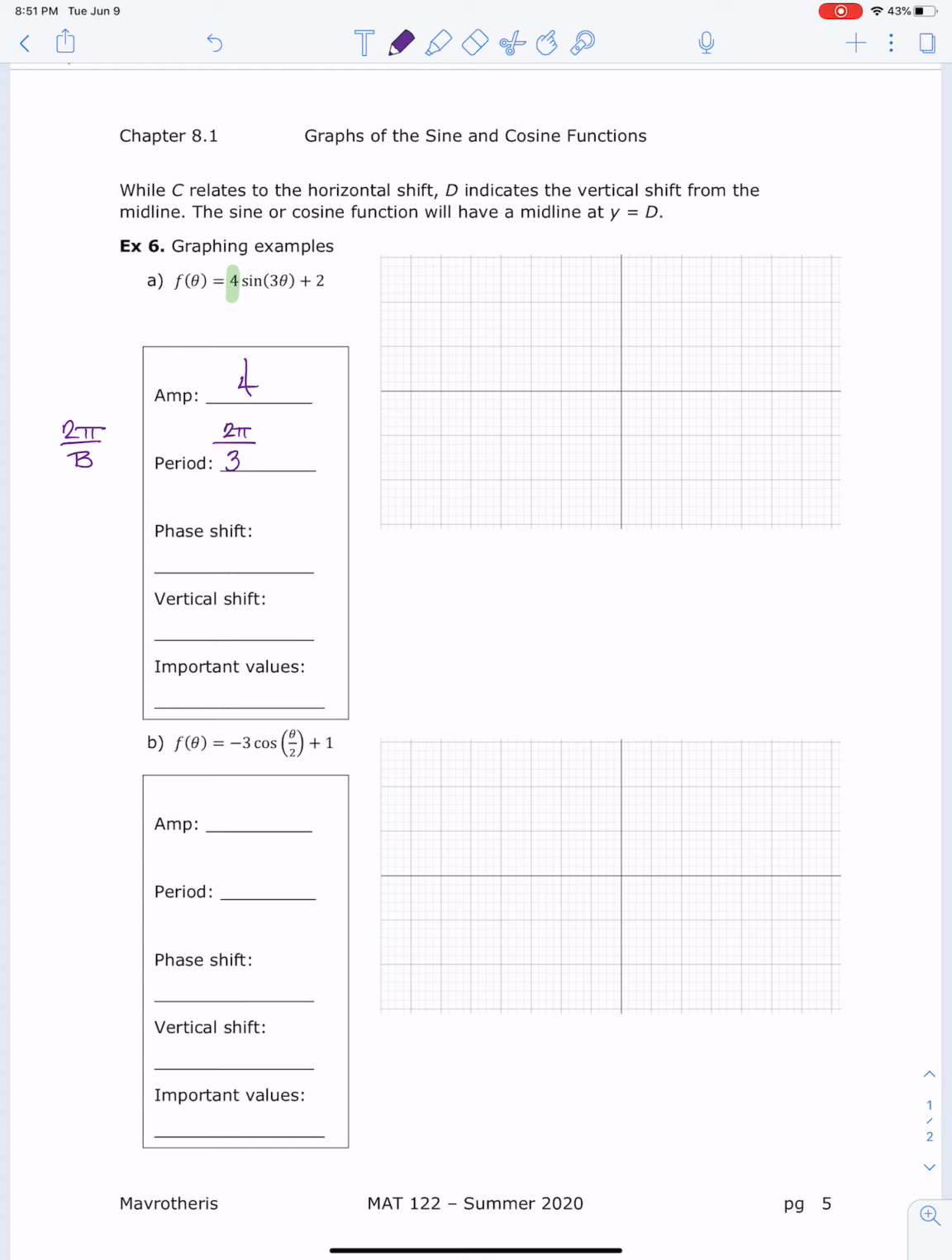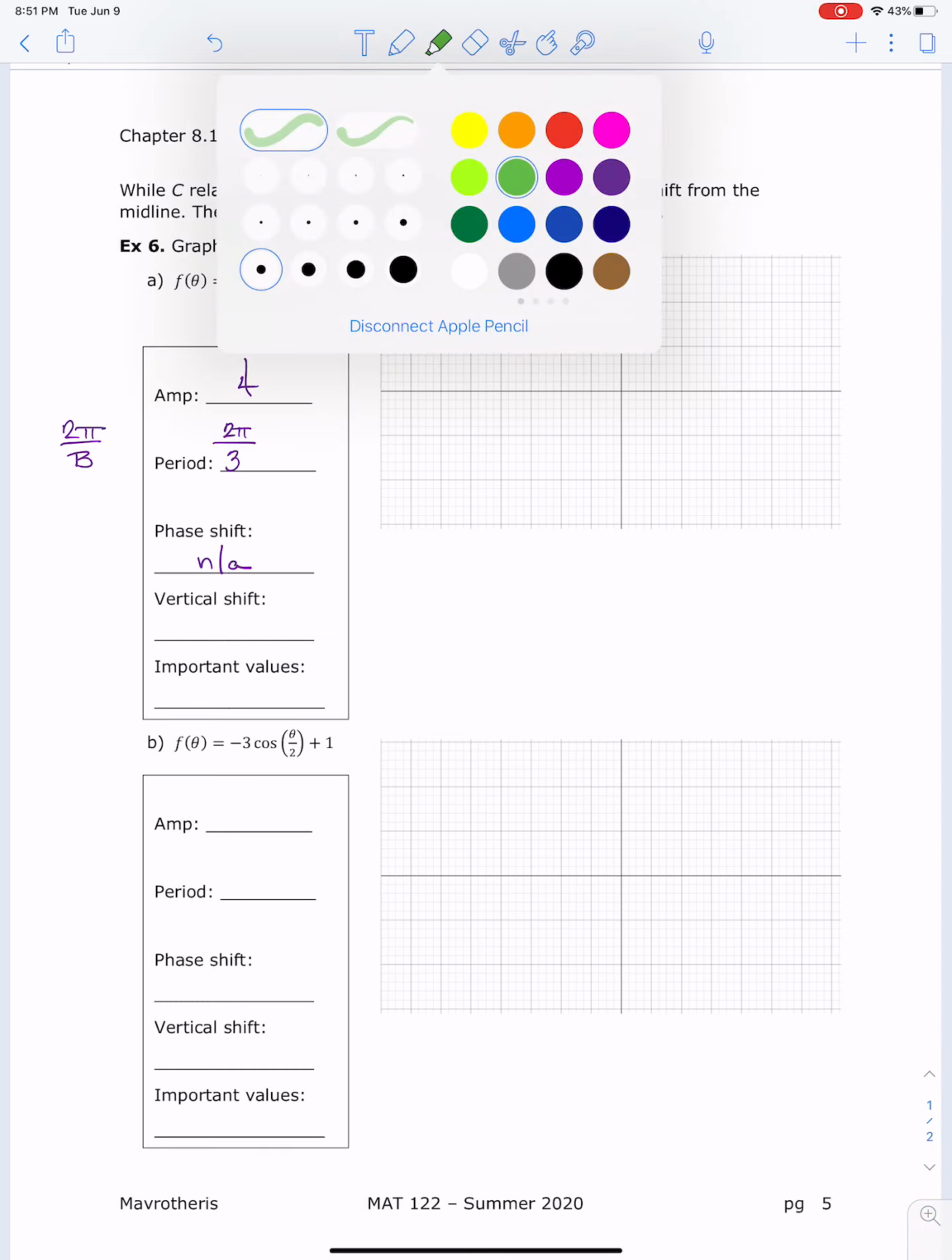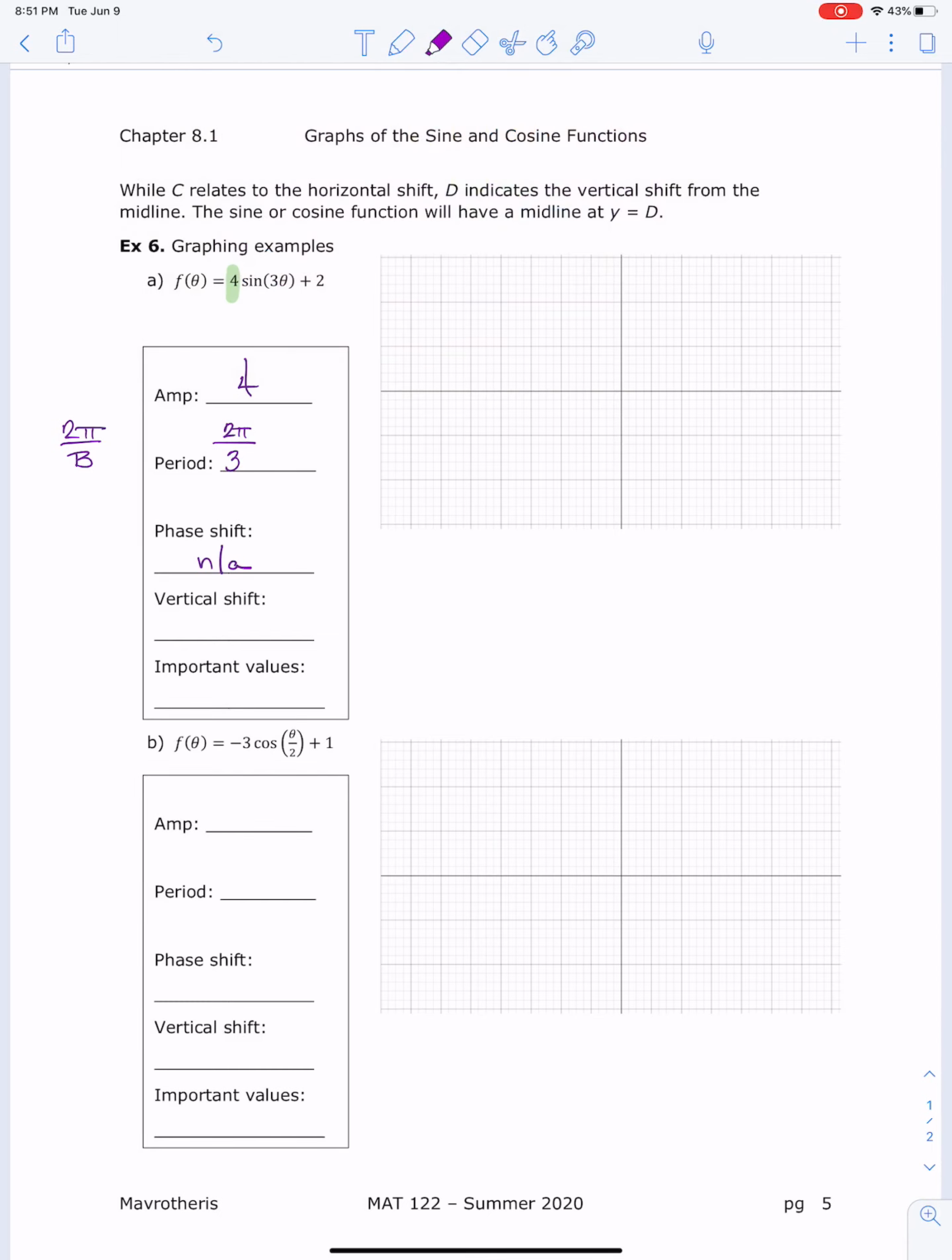Phase shift, we don't have anything that we're subtracting from the theta, so there is no phase shift on this one. Our vertical shift, our plus 2 part, so we've got a vertical shift of 2.